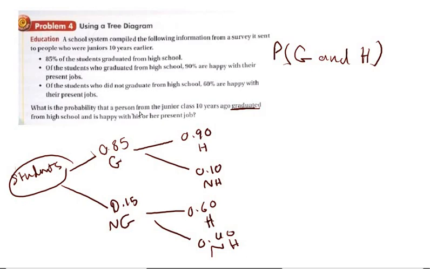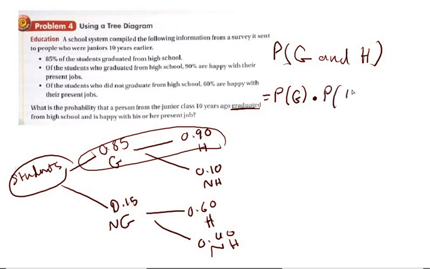What is the probability that a person from the junior class 10 years ago graduated from high school and is happy with his or her present job? So I need this path here. To find the probability of graduated and happy, I need to multiply probability of graduated times probability of happy given graduated, because I'm following this path here. Probability of graduated is 0.85 and probability of happy given graduated is 0.9.